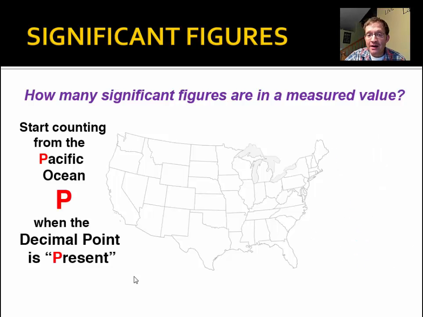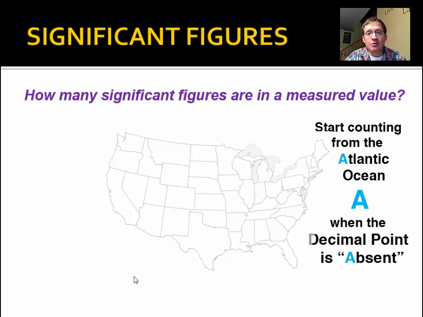If there's a decimal point present and showing in the number, actually written there in print, then you'll start counting from the present or the Pacific side of the value. Start counting from the left. And I'll show you some examples to kind of make sense of this. But when it's present, you start from the Pacific side of the number on the left, and when that decimal point is absent, you start from the Atlantic side on the right side of the value.